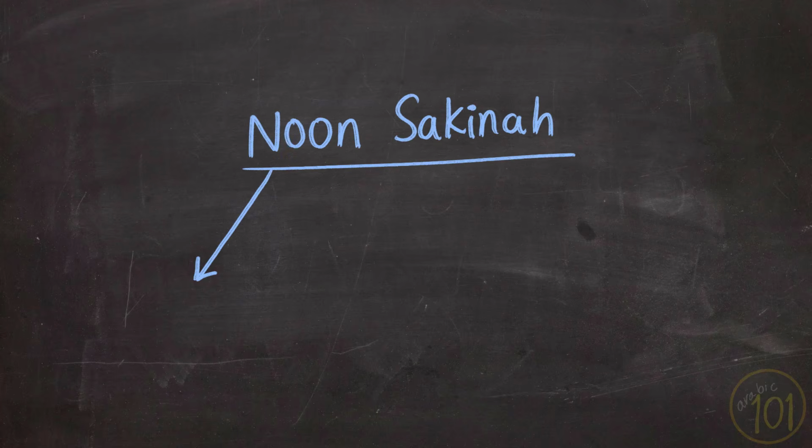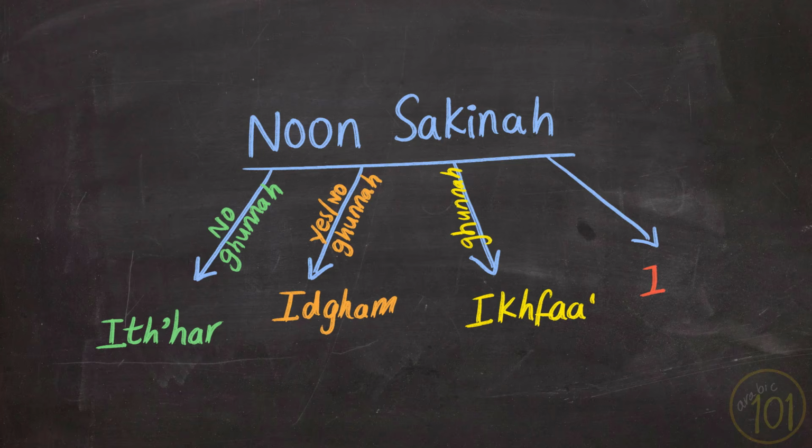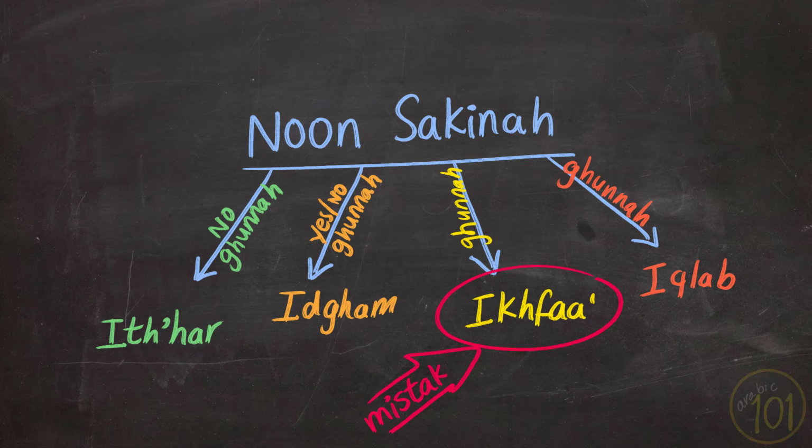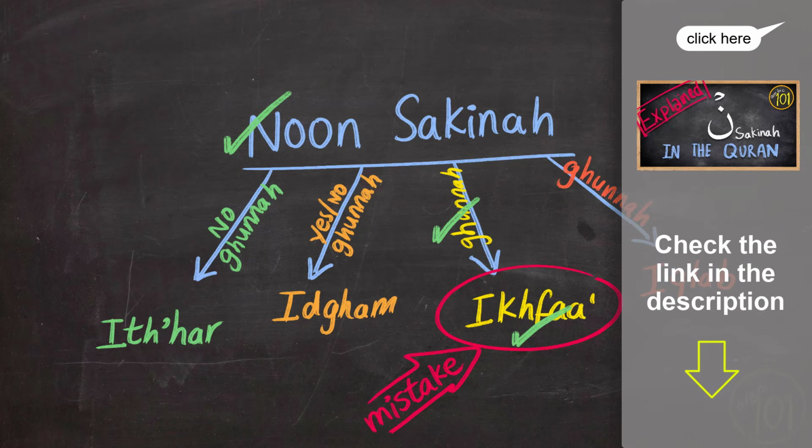Nun sakina has 4 rules, which are idhar, idgham, ikhfa, and iqlab. This lesson will highlight ikhfa and discuss a very common mistake related to producing ikhfa while reciting the Quran. If you're not familiar with any of these concepts, then I highly recommend watching this lesson. It will help a lot.